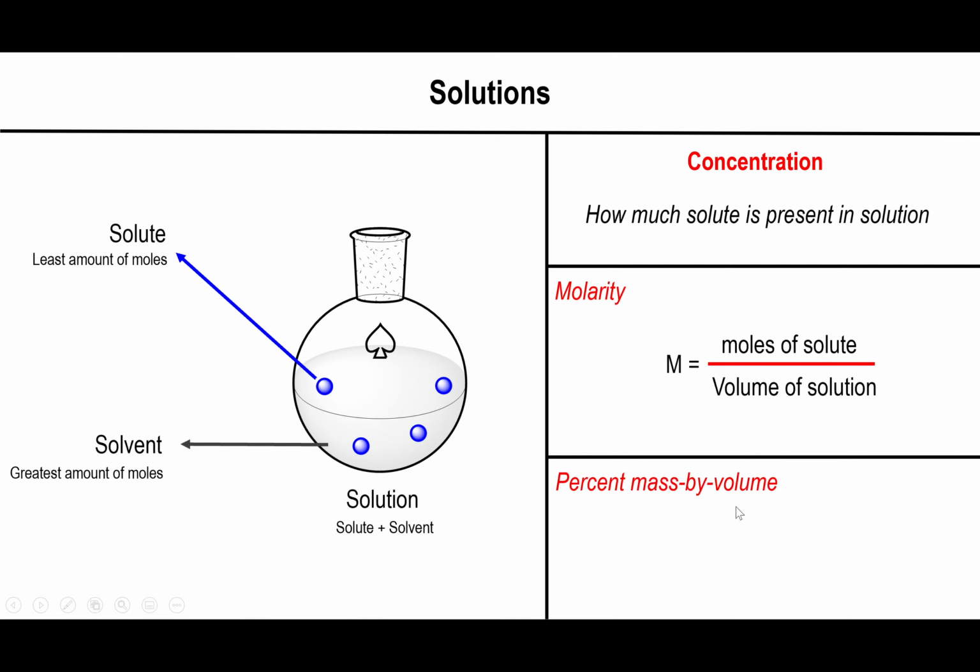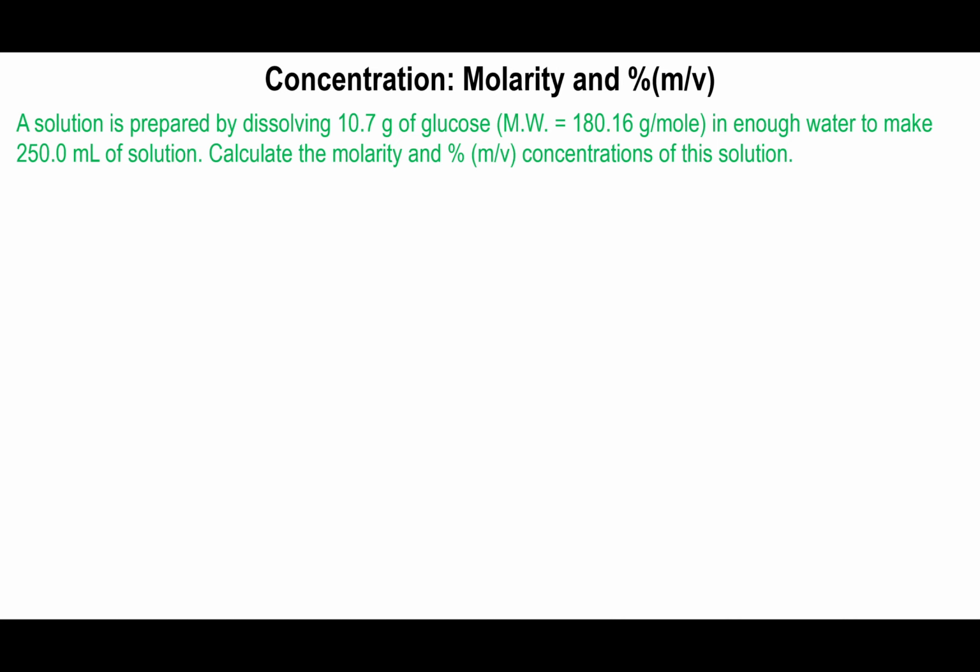The percent mass by volume, which is another way of defining concentration, is simply given by this percent, and in parentheses m over v to emphasize that this is mass per volume. It has a similar attribute. You divide the mass of the solute by the volume of the solution, and since it's a percentage, you multiply by 100. So let me show you how we actually do calculations with this. We have in this example 10.7 grams of glucose, and in parentheses here I'm giving you the molecular mass or molecular weight of the solute, 180.16 grams per mole, and we're basically dissolving this in enough water to make up 250 mLs of solution.